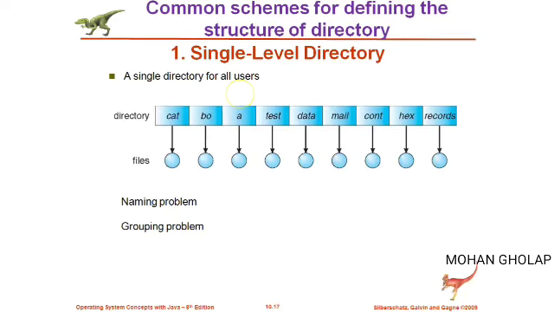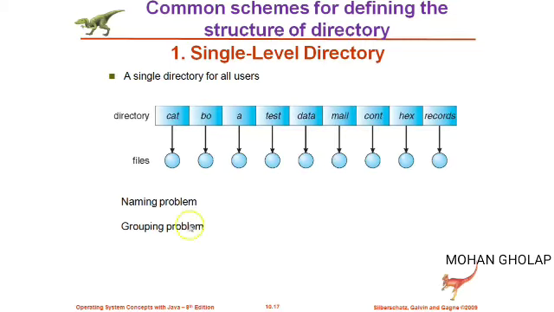So we know that there are a number of users, and there may be the possibility that two or more users want to have a file with the same name, but in a directory we know that all the files should have a unique name. So that's why, if we have the single level directory, all the files are present in the same directory, meaning all the file names should be different. Here two or more users cannot have a file with the same name. So this is the naming problem.